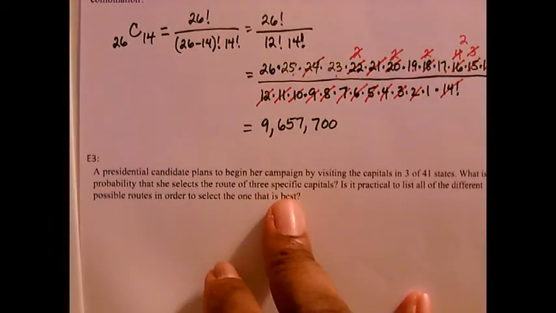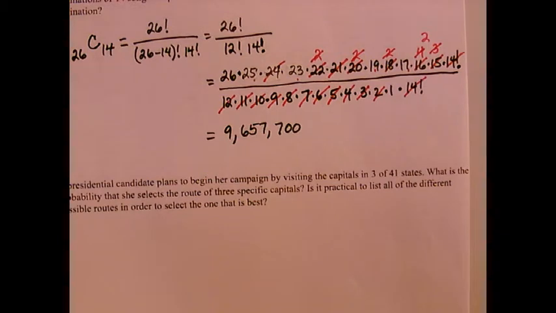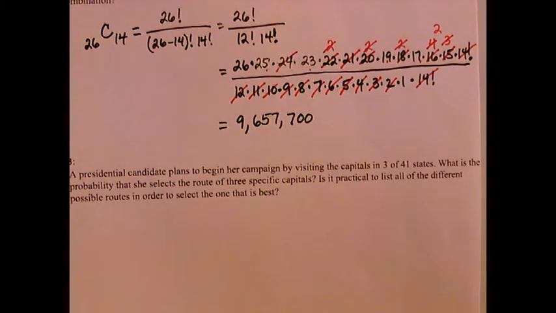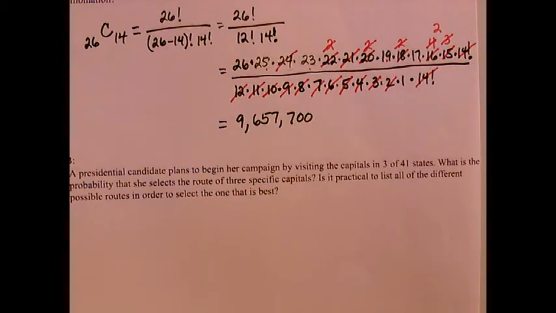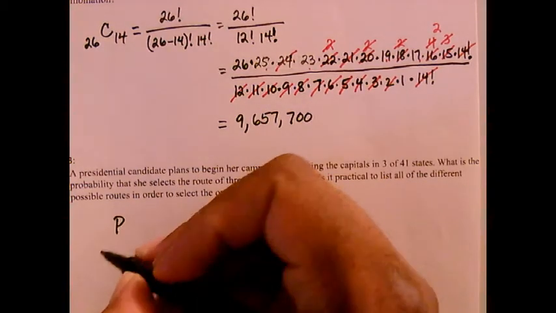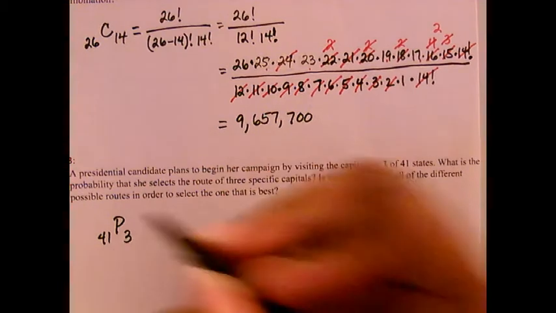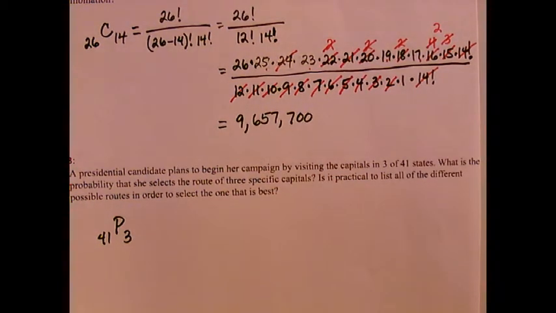A presidential candidate plans to begin her campaign by visiting the capitals in 3 of 41 states. What is the probability that she selects the route of 3 specific capitals? Is it practical to list all the different possible routes in order to select the one that is best? Now, in this case, she's dealing with order. Order is going to be of importance, so instead of combinations, we're going to be using permutation. And we're dealing with 41 states. She's choosing 3. And I'm going to show you how to use the permutations rule here.